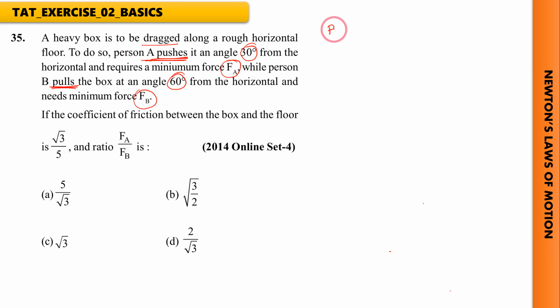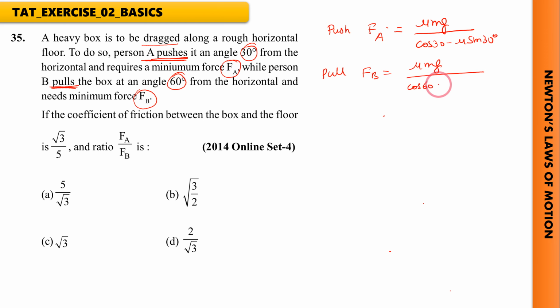In case of push, the minimum force to move the block is mu mg upon, in the denominator there is a minus here, so it is cos 30 minus mu sin 30. This is your Fa basically, minimum force, but Fa. And B is pulling, so in the denominator a plus will come, so Fb will be mu mg upon cos 60 plus mu sin 60.